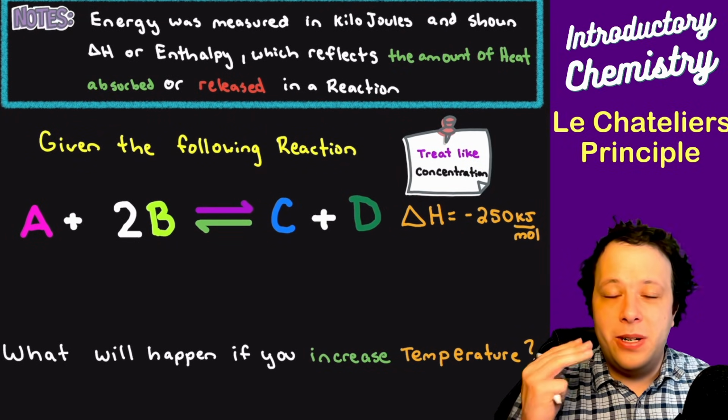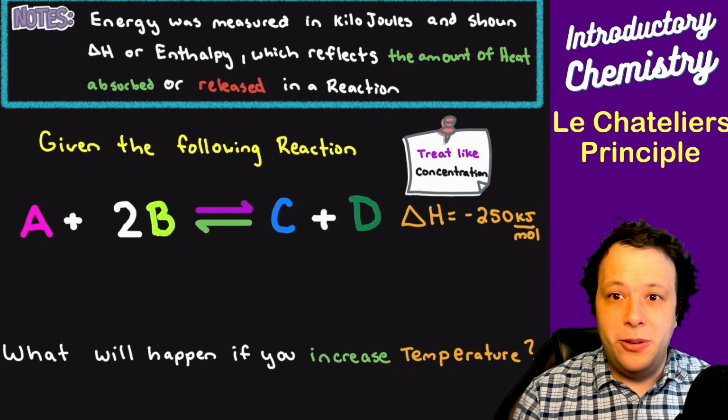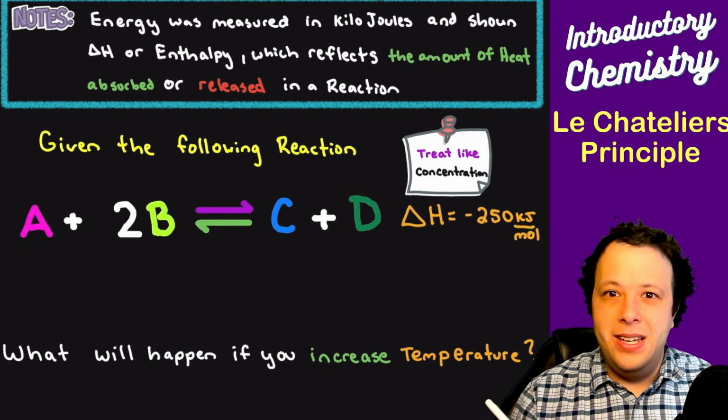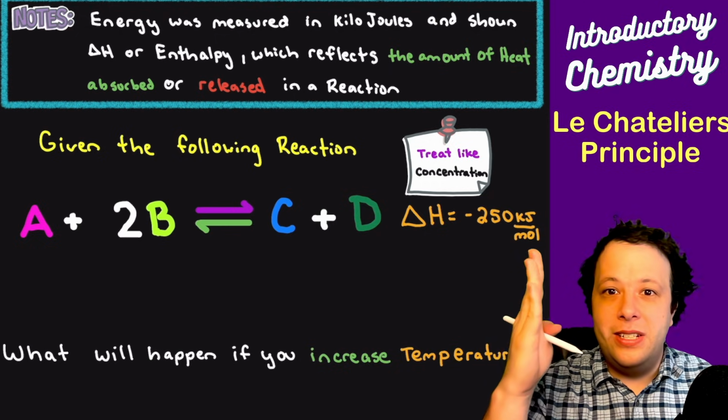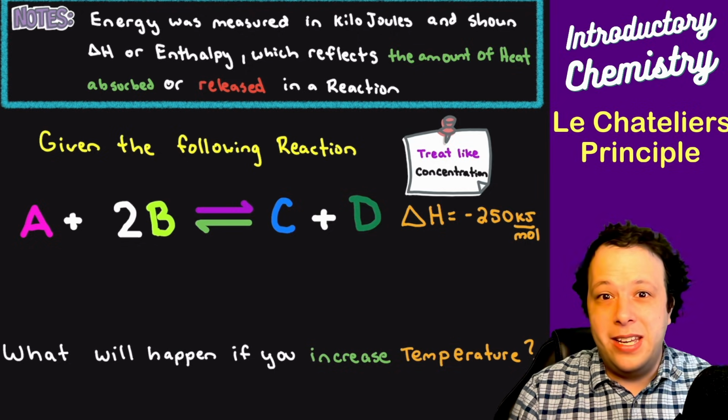So let's say I were given a chemical reaction similar to the one before, where A plus 2B makes C plus D, and I say delta H is equal to negative 250 kilojoules.